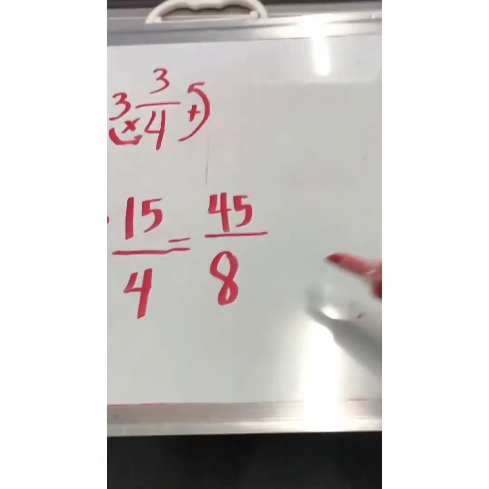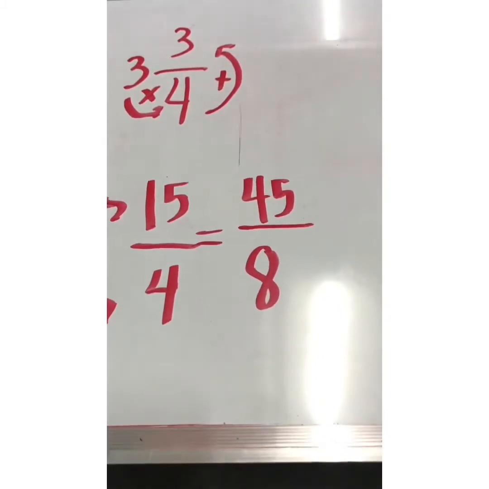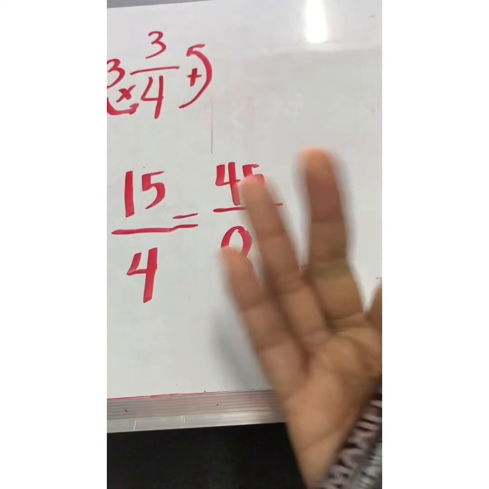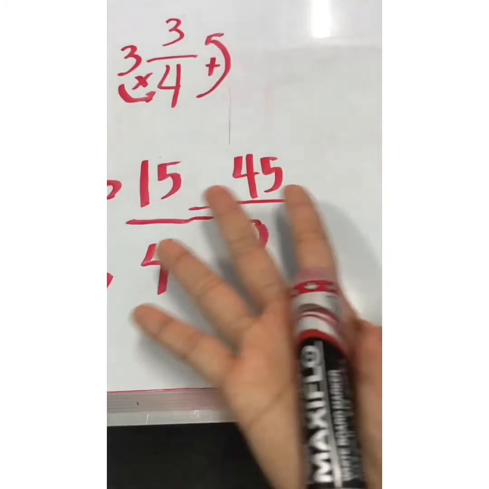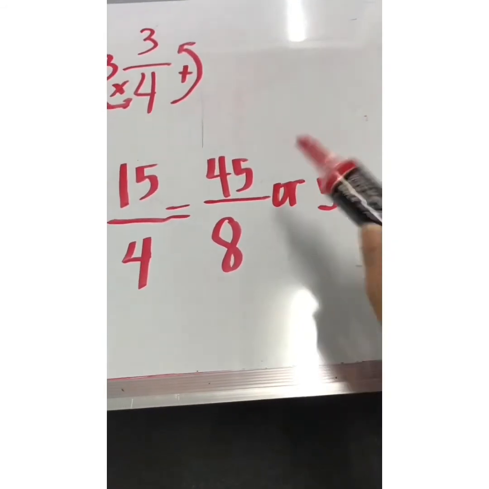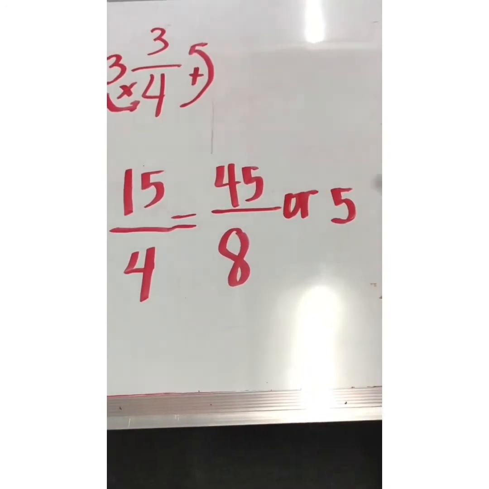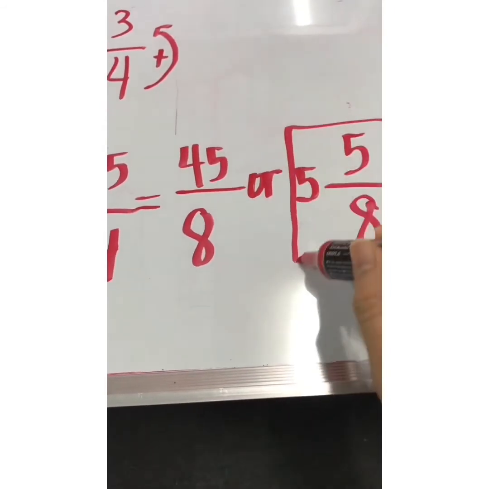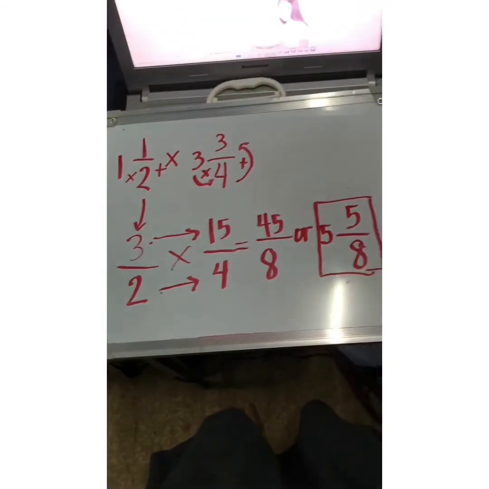Since it's improper, we need to change it to a mixed number again. 45 divided by 8. You can skip count by 8 to find the closest to 45. 8, 16, 24, 32, 40, 48 is the next one. So, only 5 because of 40. If we take 40 from 45, what will the remainder be? 45 minus 40, the remainder is 5. Then just copy the denominator 8. So this is our final answer.